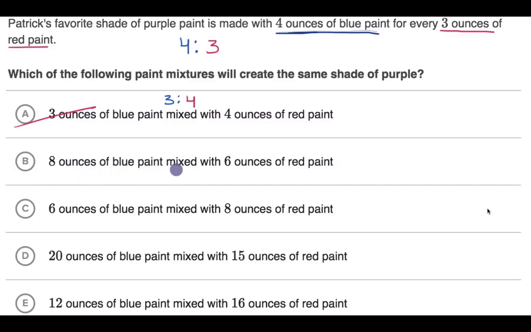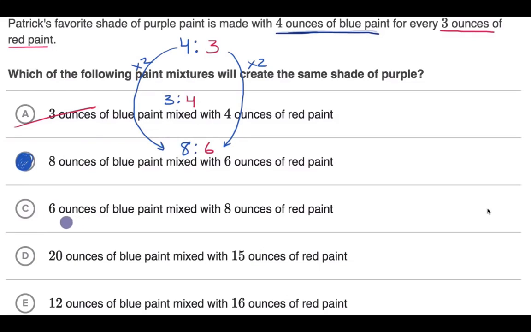8 ounces of blue paint mixed with 6 ounces of red paint. So this ratio is 8 ounces of blue for every 6 ounces of red. Are these equivalent ratios? Yes. If you multiply by 2 in either case, you get to 8 to 6. 4 times 2 is 8. 3 times 2 is 6. So this is indeed an equivalent ratio. So we would select this one.